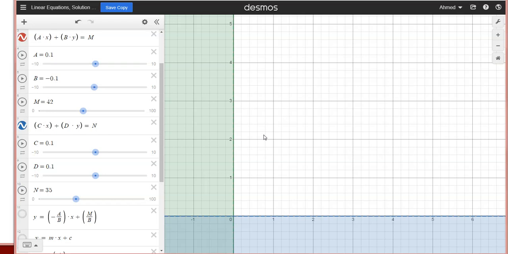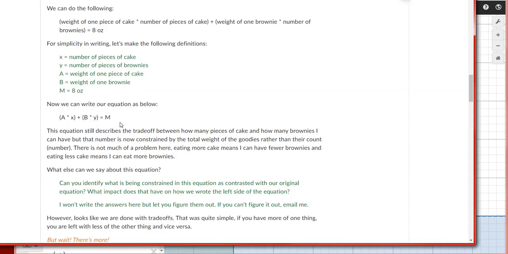Hello students, in this video we will find out how to solve a pair of simultaneous linear equations graphically. This is a follow-up to the week 4 discussion assignment in which I illustrated a particular example. You may remember that we had two equations where x was the number of pieces of cake and y the number of brownies.